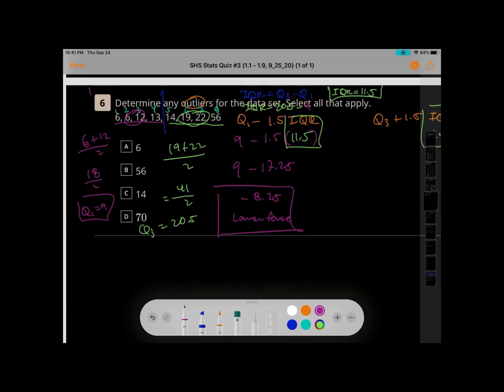What does that mean? If you had any negative values to the left of this dotted line, which is at negative 8.25 on the number line, that would be considered an outlier.